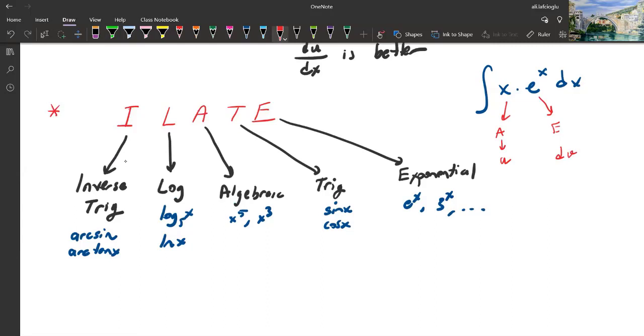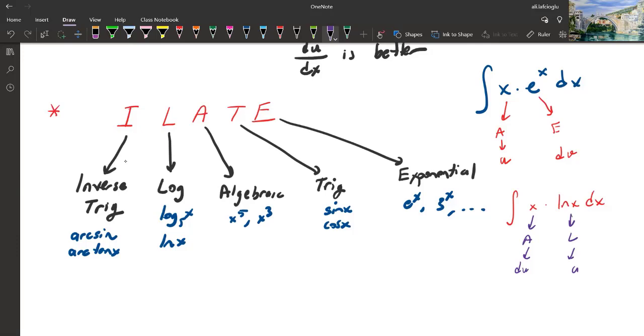If you have x ln x dx, you have two functions here, algebraic and logarithmic. Which one is first? L. The logarithmic function comes before, so this one will be u. This one will be dv. You may determine it like that. This ILATE rule helps you a lot. You may use this everywhere, and it's easy to remember.